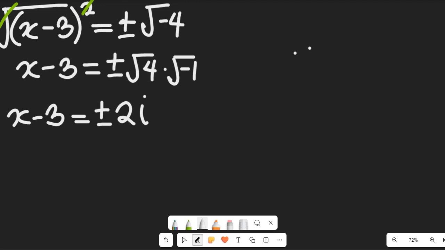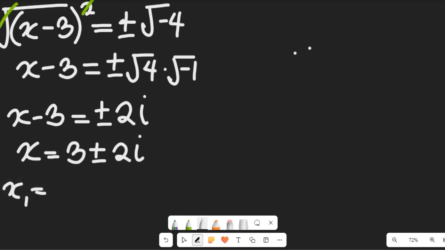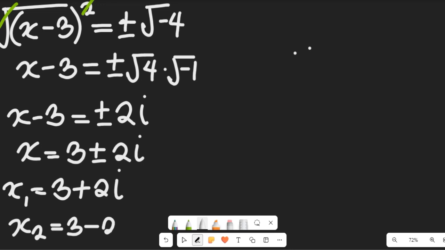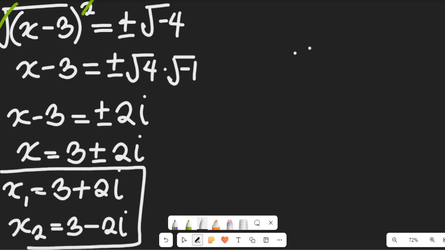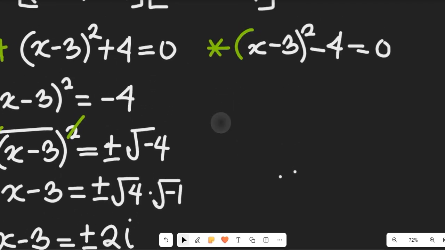So what do we have? Adding 3 to both sides, we'll have x equal to 3 plus or minus 2i. So from this expression, we'll have x1 equal to 3 + 2i, and x2 equal to 3 - 2i. These are the two solutions from this expression. These are not the only roots of this expression. Let's solve the other equation.